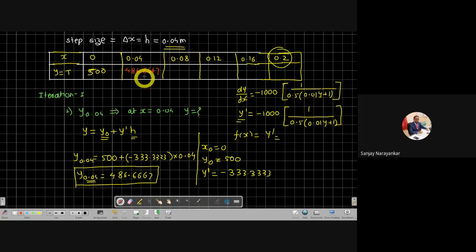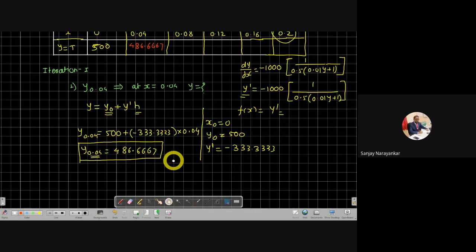Why did we write it here? Can anyone tell me? Why did we write it here? At x is equal to 0.04 we have solved it. Correct. Now, when I'm going for the next iteration, I have to find out 0.08, and to find out the value of y at x is equal to 0.08, I have to use this as an x0 and y0. Are you getting my point? Yes, sir.